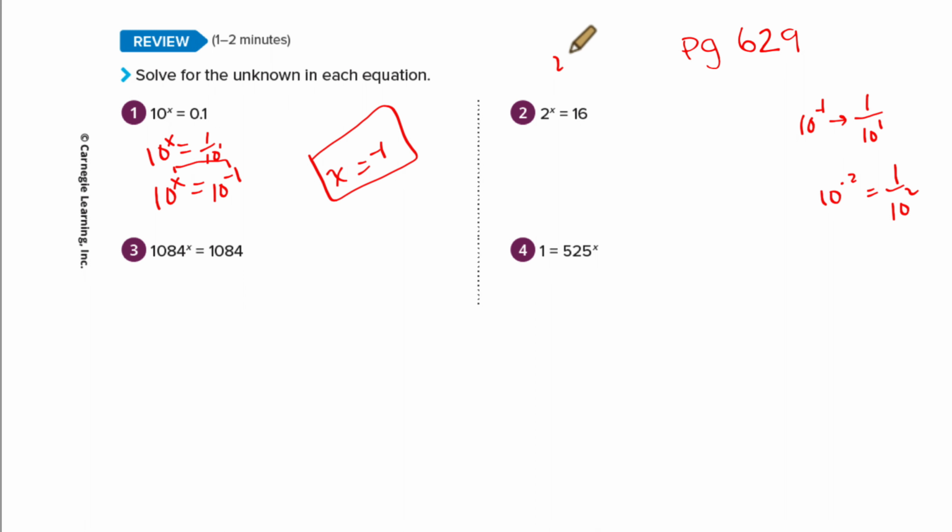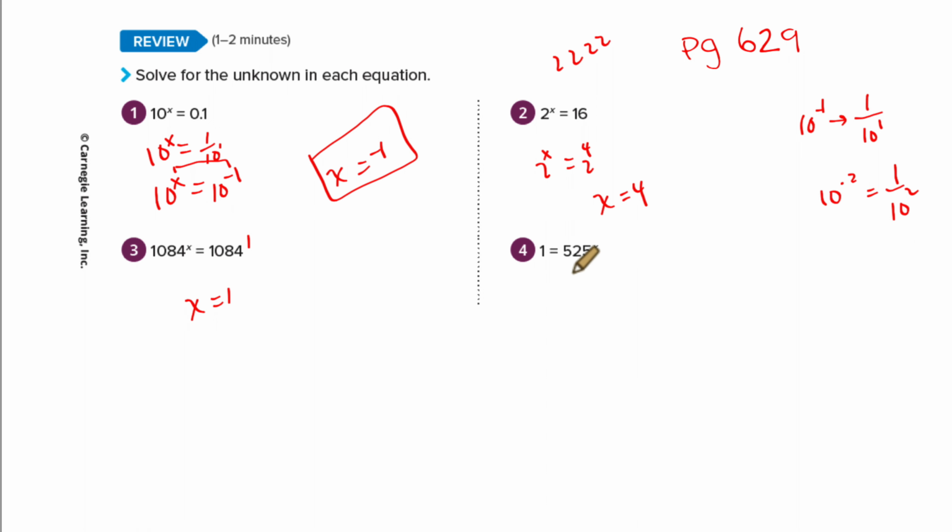Number 2, in that same idea, can we rewrite 16? 16 is 2, 4, 8, 16. It's 4 2's. So 2 to the x is going to equal 2 to the 4th. And that means that x has to equal 4. How about number 3 here? This is an identity exponent. What exponent will make you equal yourself? And that would have to be very simple. It has to be 1. Okay, so 1084 to the first power will equal 1084.